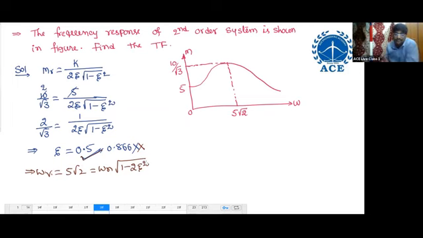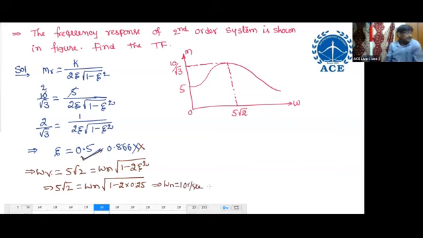Substitute the zeta value. So 5 root 2 equals omega n root of 1 minus 2 zeta square. Zeta square means 0.25, so 0.5. Then solve it. Omega n becomes 10 radians per second. Now write the transfer function.